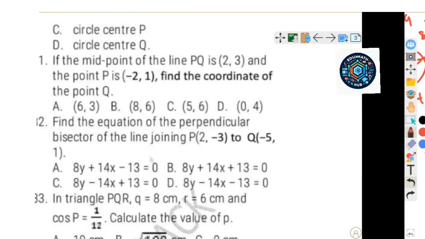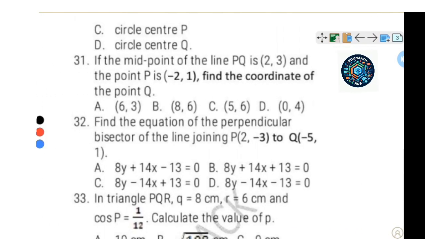So now we'll move to number 31. Number 31 says you're told that the midpoint of the line PQ is 2,3, that's the x and y coordinates.